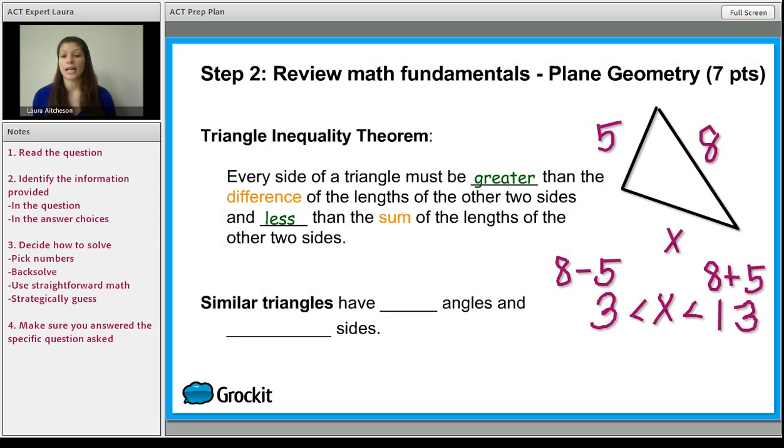And you have to have the other side somewhere in between. Otherwise, you're going to have something that's way too long or way too short. So they often ask you which of the following could be a value of x, and then you're going to get rid of anything that doesn't work.